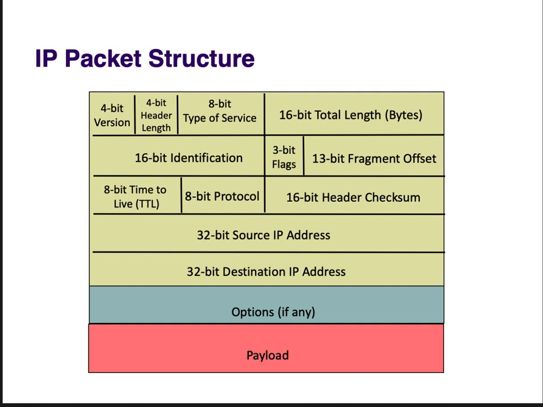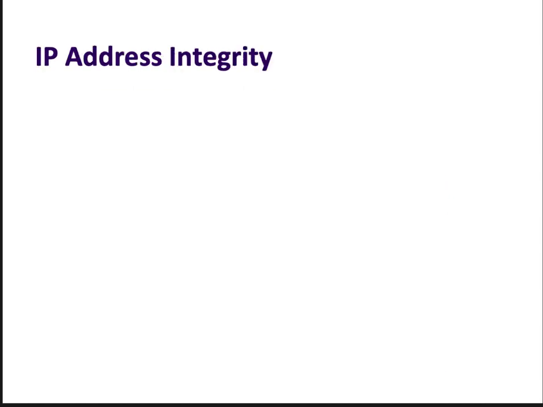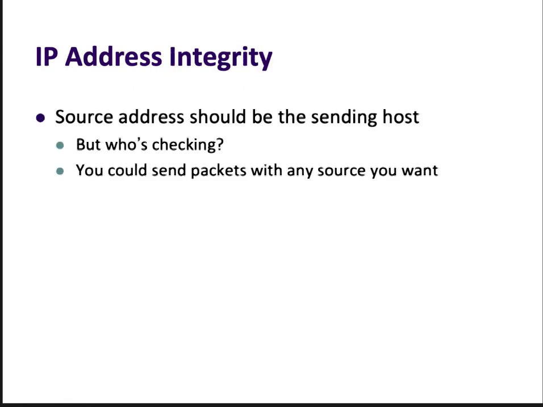Any others? Okay, let's go through them. IP address integrity. As someone pointed out, in IPv4 you can put the addresses you want in the source and destination field. Let's start with the source, which is where more problems arise. Ideally, as a sender, you should be putting your own address as the source field. Right? But if you don't, there's nothing in the network that's actually checking that you are who you claim to be. So you could be sending packets with any source that you want.